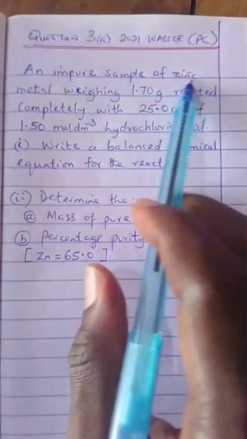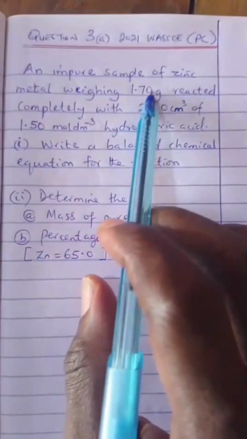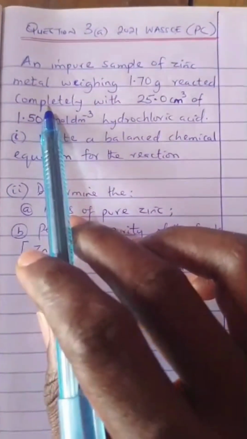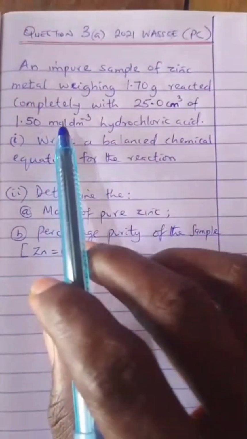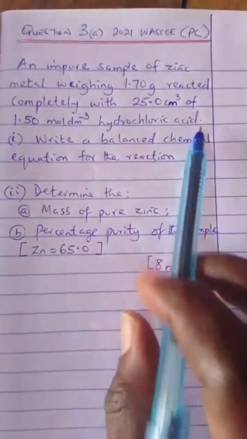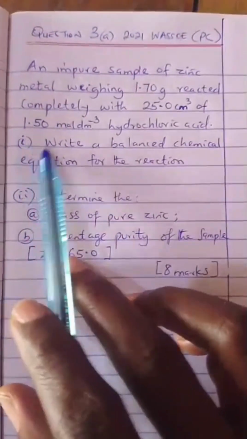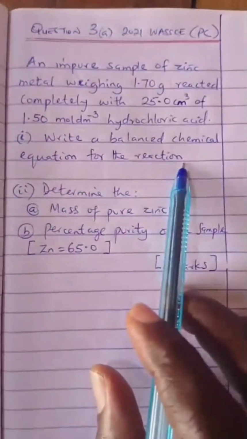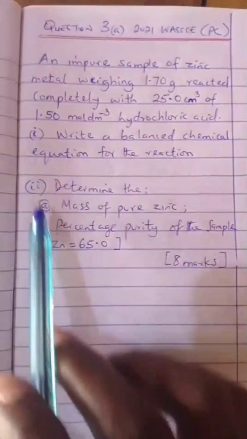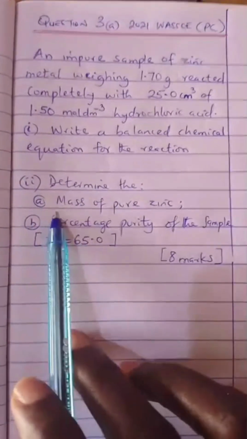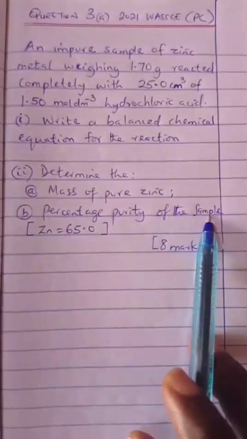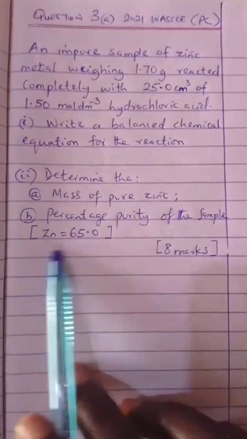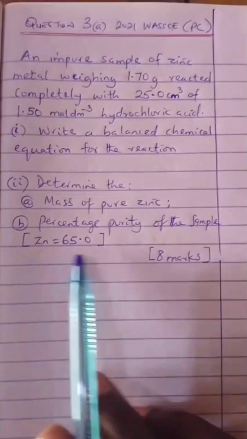An impure sample of zinc metal weighing 1.70 grams reacted completely with 25.0 cm³ of 1.50 mol/dm³ hydrochloric acid. We're asked to write a balanced chemical equation for the reaction. Question 2, we're asked to determine the mass of pure zinc, and then the percentage purity of the sample. And we're given the relative atomic mass of zinc. So we're given these values.